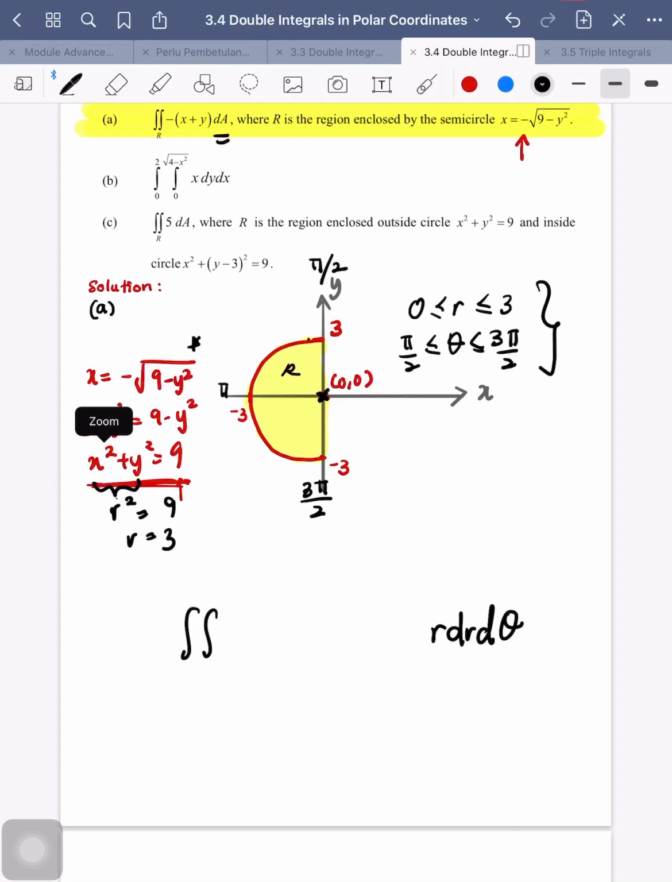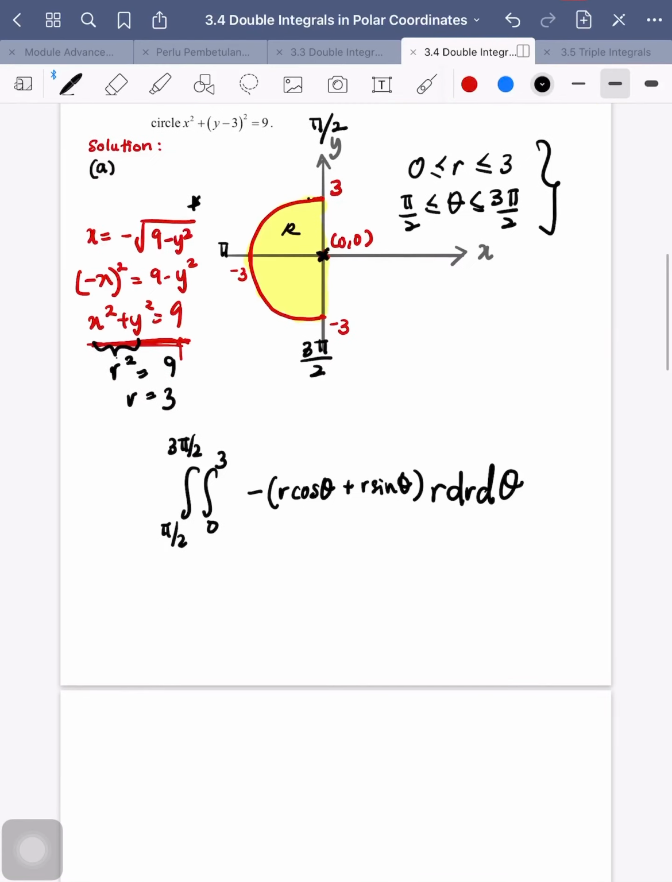If you want to integrate with respect to r and theta, of course the inside here you need to be in terms of r and theta as well. So just change x and y here into polar. Okay, so change into polar, you will get negative x is r cos theta plus y is r sin theta. And the limit for r is 0 until 3, and limit for theta is pi over 2 until 3 pi over 2. Okay, let's solve.